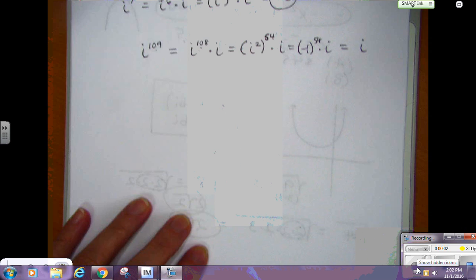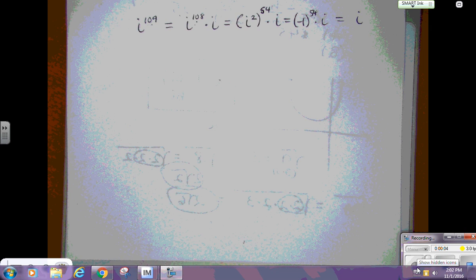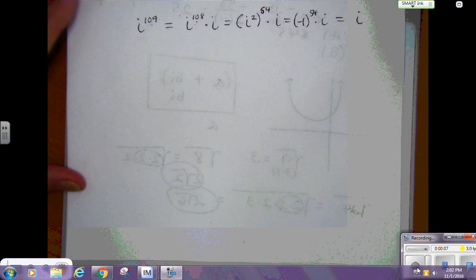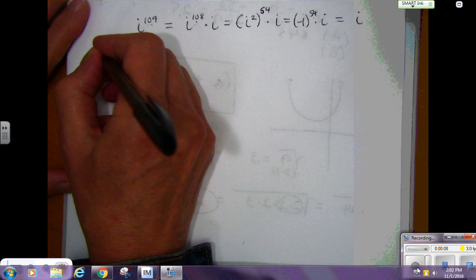Okay, so let's start on some of these examples on your sheet. Let's look at number 1. We're going to simplify the square root of negative 18.